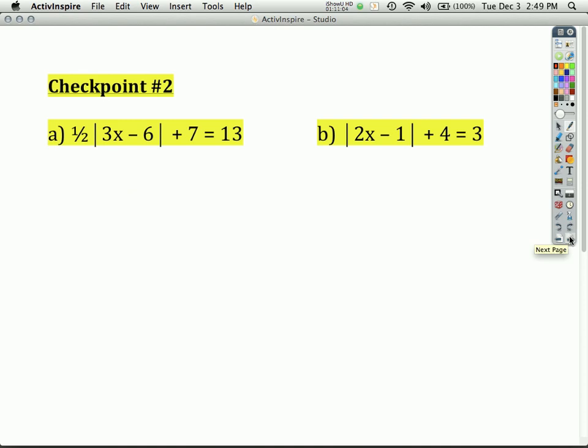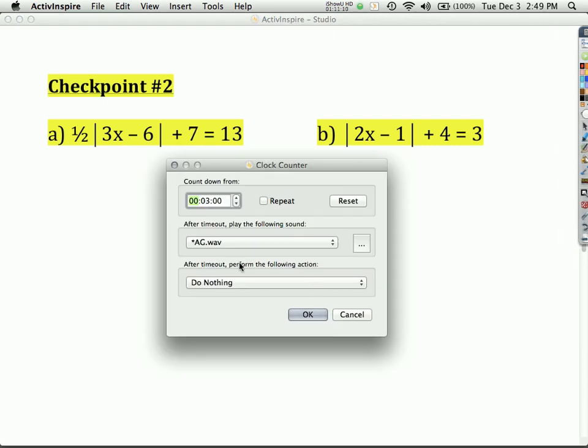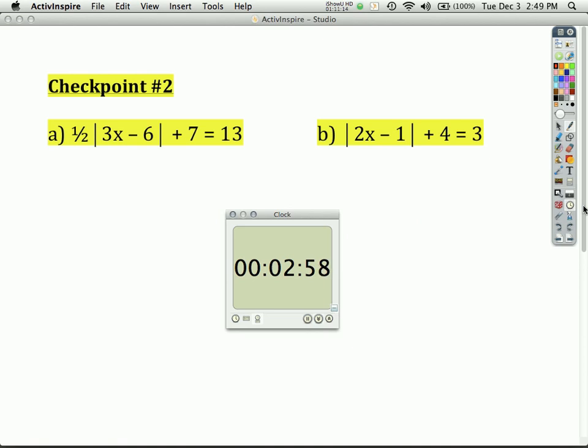Checkpoint number 2. Let's see how you do on your own now. You got 3 minutes. Work efficiently and quickly and accurately.